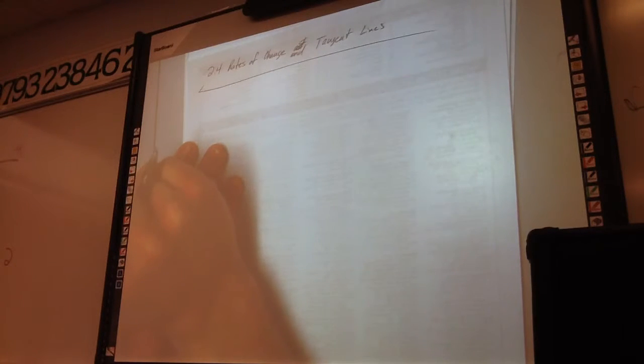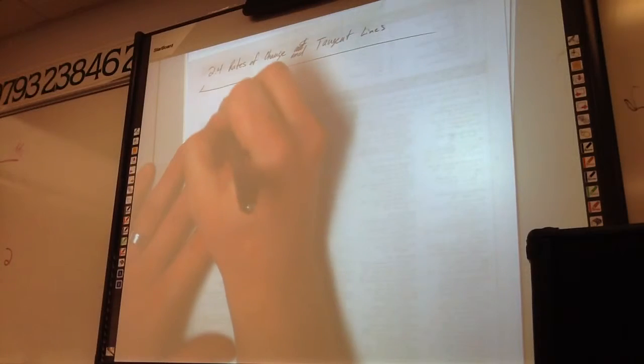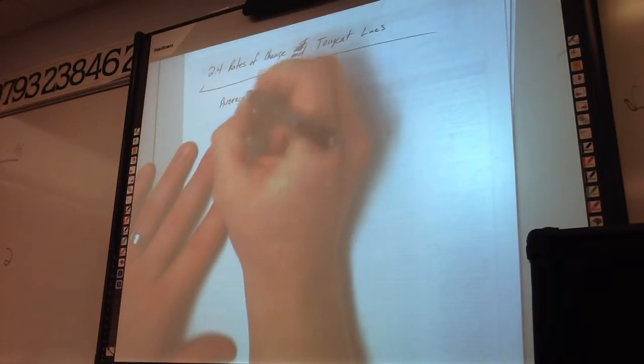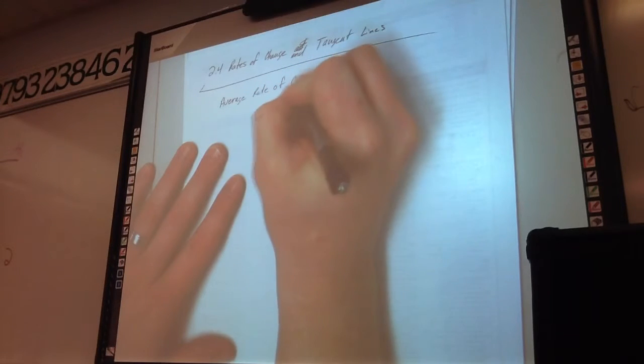Now we're going to talk about just in terms of a function or a graph. It's like the average rate of change for a graph. Rate of change.